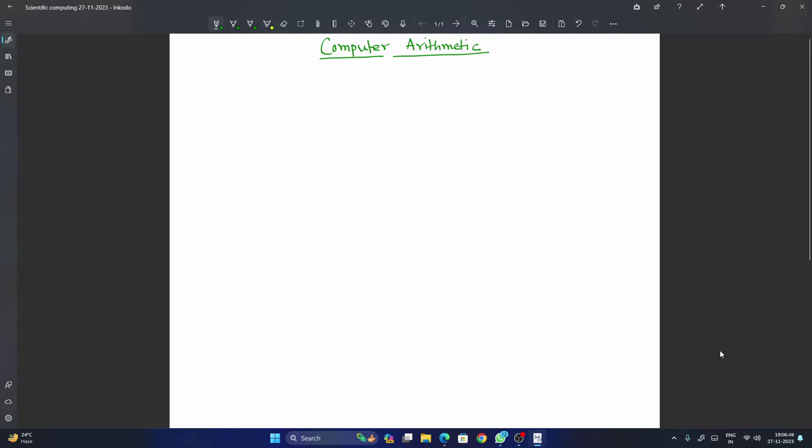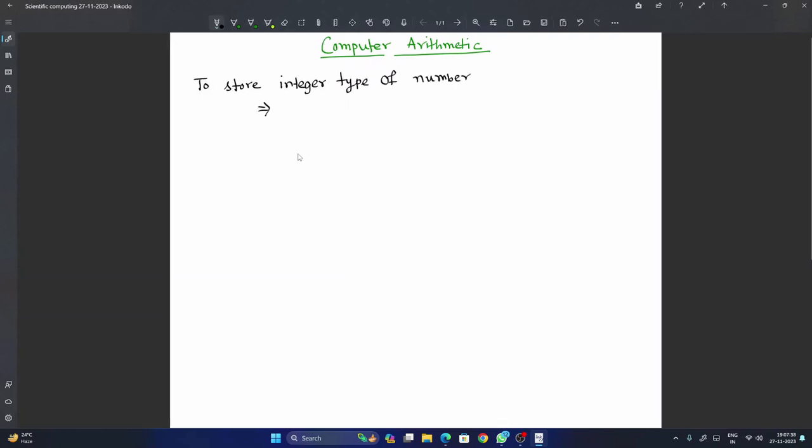Is there anyone who can say that I want to store integer numbers? Then which type of number system or number format will I use? So to store integer types of numbers, computer generally uses the fixed point number system. Fixed point number system.